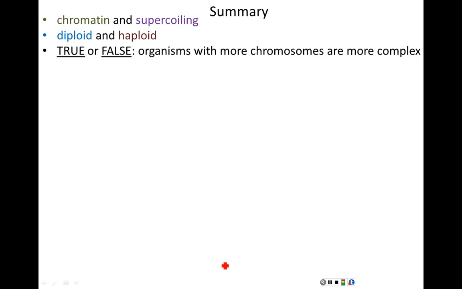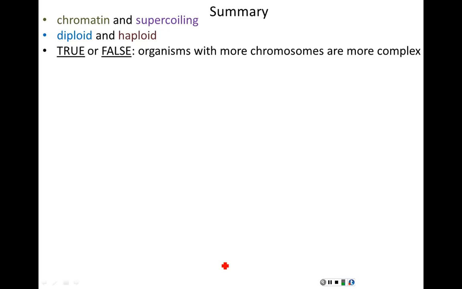But let's talk about, in summary, what we covered today. We started off talking just about the differences between prokaryotes and eukaryotes, and some of those differences involved compaction of DNA. Humans have chromatin, that's the idea of wrapping DNA around histone proteins, whereas bacteria have the supercoiling, the rubber band experiment that we did. We defined diploid and haploid cells. Diploid cells have 2 homologous versions of each chromosome, one from mom, one from dad. Haploid cells have only 1 of each chromosome.